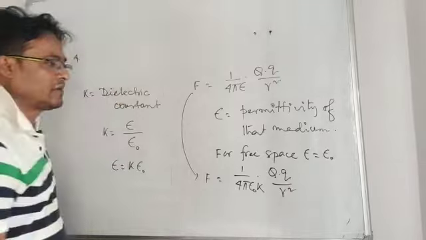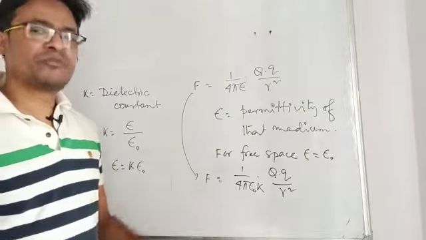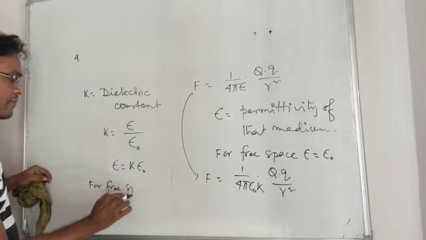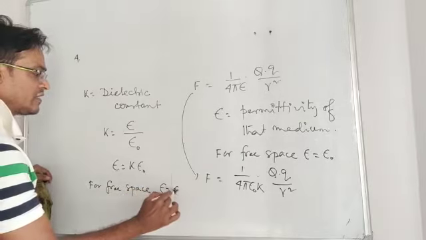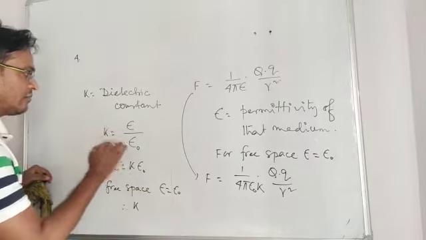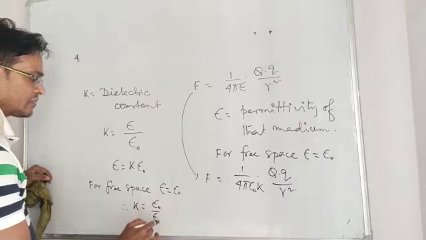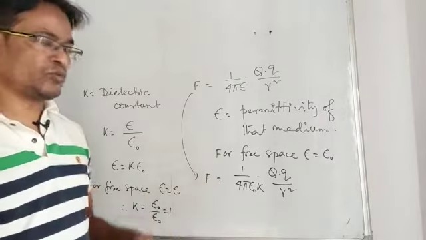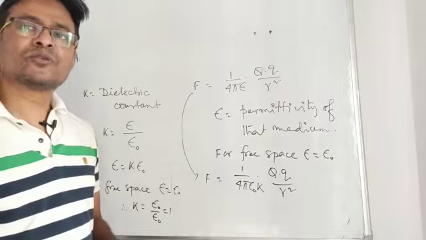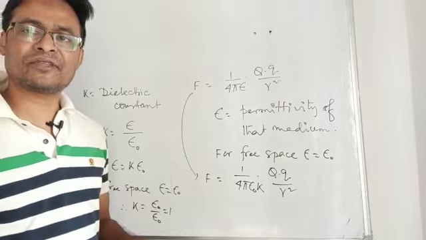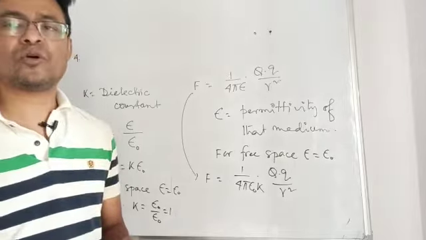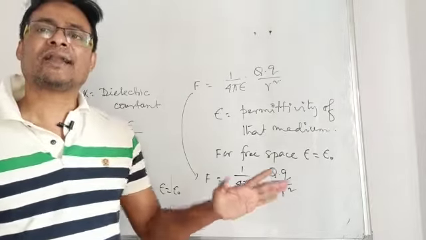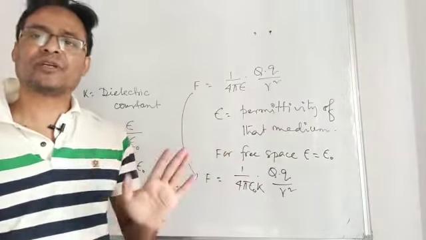Why? Well, look, for free space, epsilon is epsilon naught. Therefore, K will come from here, epsilon naught by epsilon naught, that is 1. For free space, K becomes 1. Right? So anybody and everybody can remember that F is equal to 1 by 4 pi epsilon 0, q into small q by r square. In addition to that, you have to put a K beside. And if there is no medium, that is free space, then put K is equal to 1.